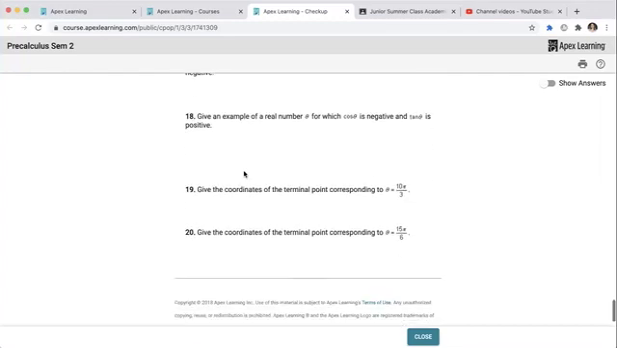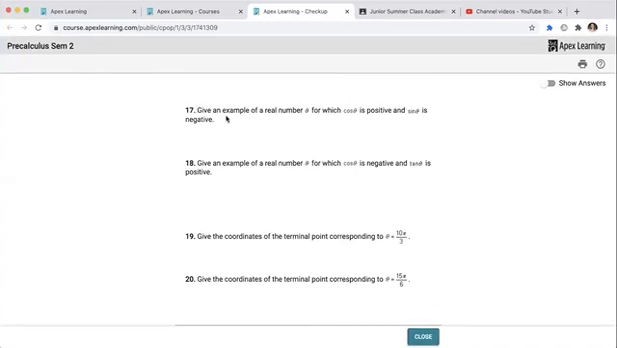The ones that I find personally most difficult, give an example of a real number theta for which cosine is positive and sine is negative. Okay, so you're going to have to first think about, well, where on the graph would that happen? If cosine is x and sine is y, where would x be positive but y be negative? Right, so you're going to have to then find a value that would fit this, right? So you could find an x value that fits this, or find a y value that fits this.